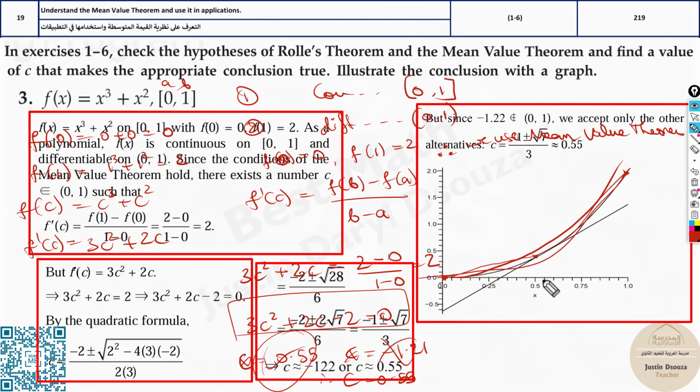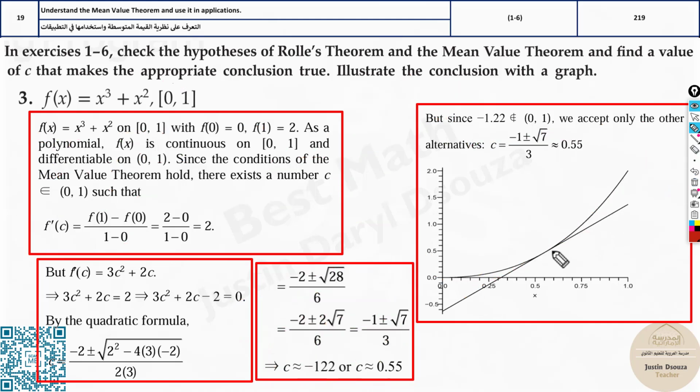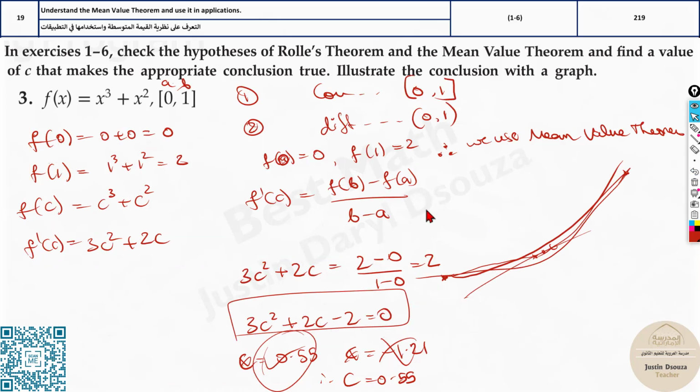It's 0.55. Somewhere over here at 0.55 would be the tangent line. Just draw a straight line at 0.55. Graphing is important. See, after this graph, you have to draw the straight line at which point? 0.55. Don't consider negative 1.21. You should not consider this. It's only this, so this is the correct answer. Just remember what I wrote. If you just write this, it's more than enough.